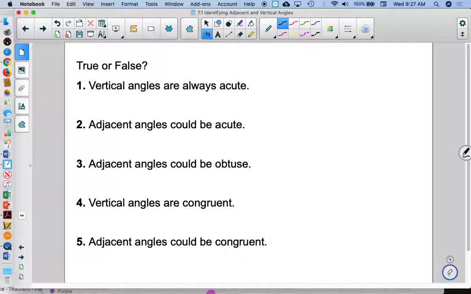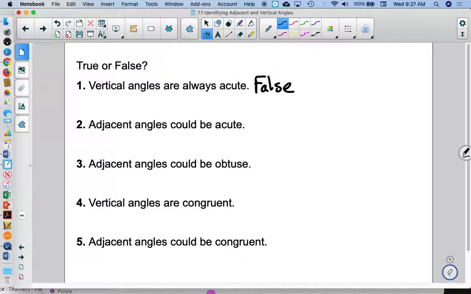I don't want mouths. I want to see. Everybody's answering. Vertical angles are always acute. That is a false statement. Adjacent angles could be acute. If they're adjacent, could they be acute? Yes or no? True or false?